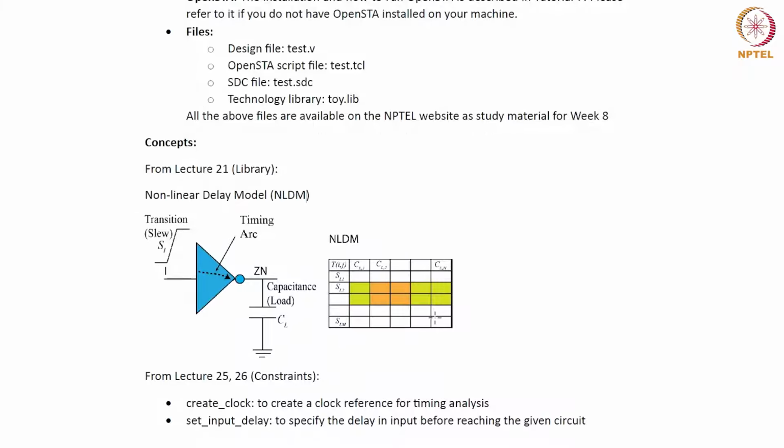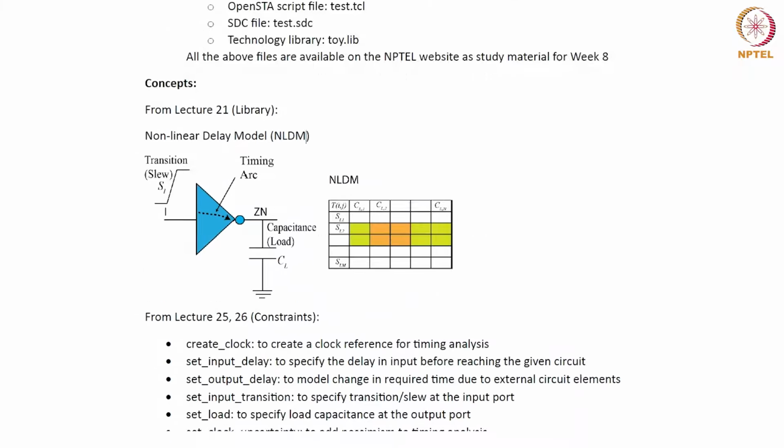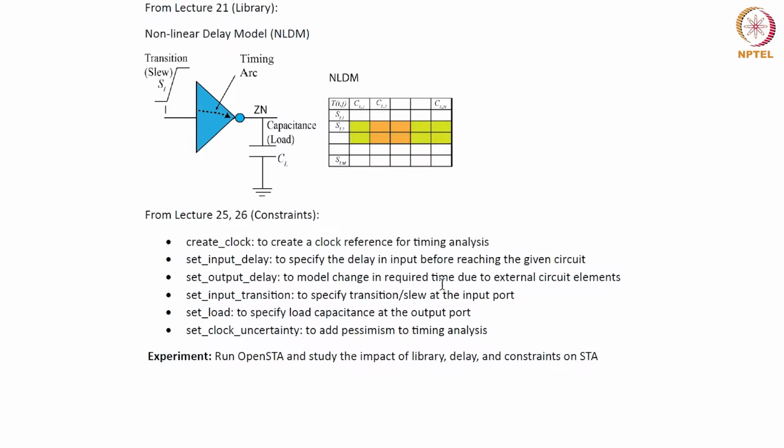In this tutorial we will also be covering the concepts of constraints. So, we will be covering create clock, set input delay, set output delay, set input transition, set load and set clock uncertainty. Now, let us run OpenSTA and study the impact of library, delay and constraints on static timing analysis.